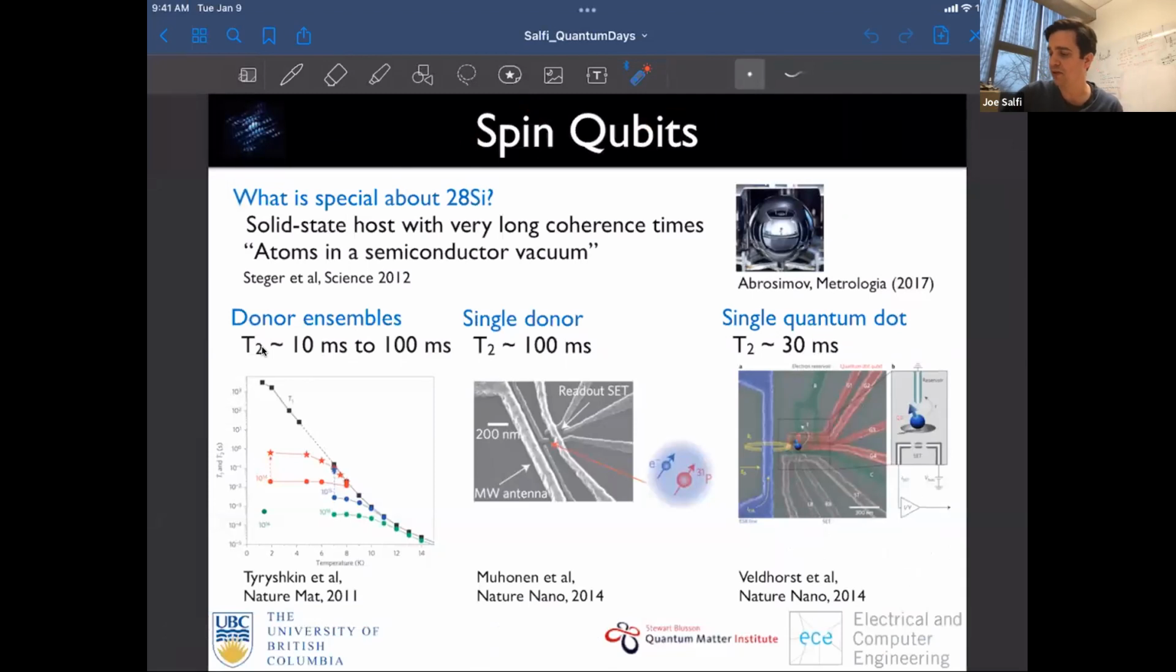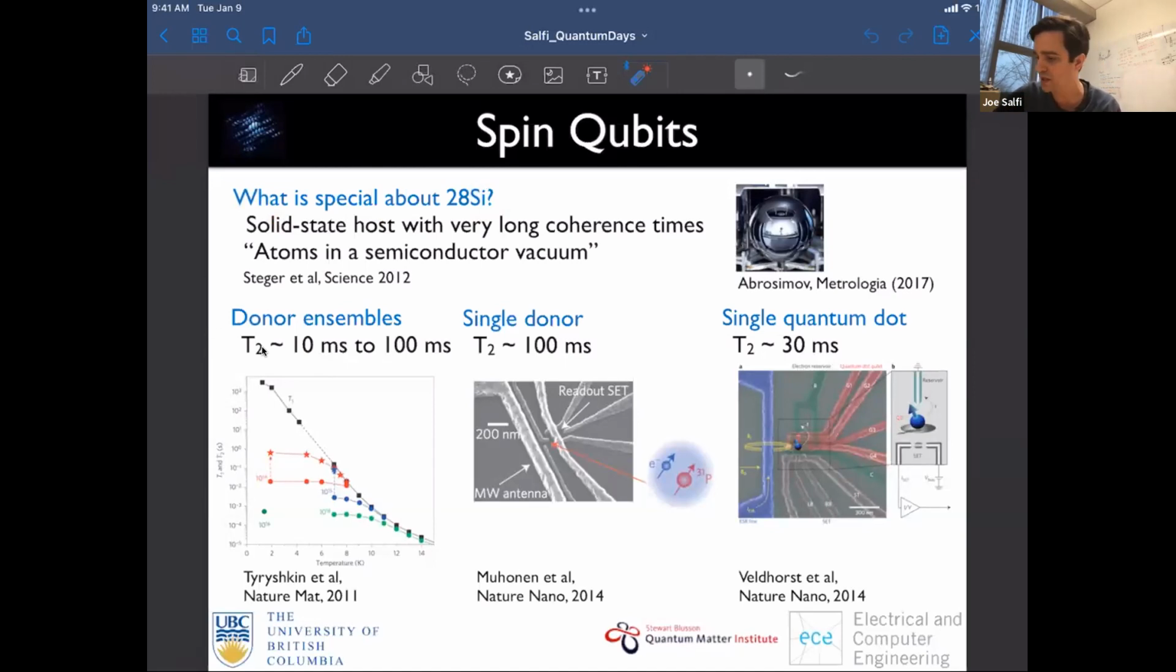Spin qubits are qubits that derive their two levels, basically, from the fact that an electron or a fundamental particle has an intrinsic angular momentum. And there are many different systems in which spin qubits can be made. The specific one I'm going to focus on in today's talk, the one that I study, is silicon-based materials. And so the question is, what is special about silicon-based materials?